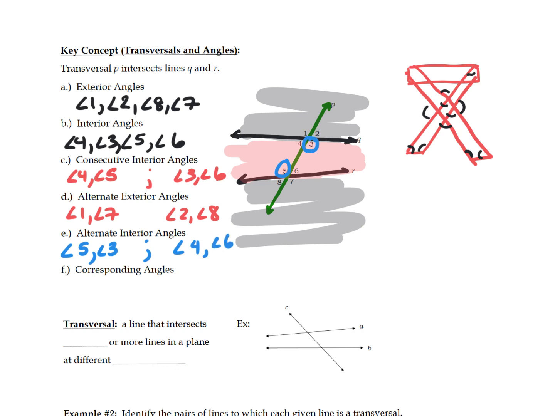Now, corresponding angles are the kind of different ones because they're the only ones that generally have one interior and one exterior angle. They're just in the same location. So 1 here would be in the same location as 5, because in relation to the transversal, they're up and left. So you could say 1 and 5, 2 and 6, 4 and 8, and 3 and 7.